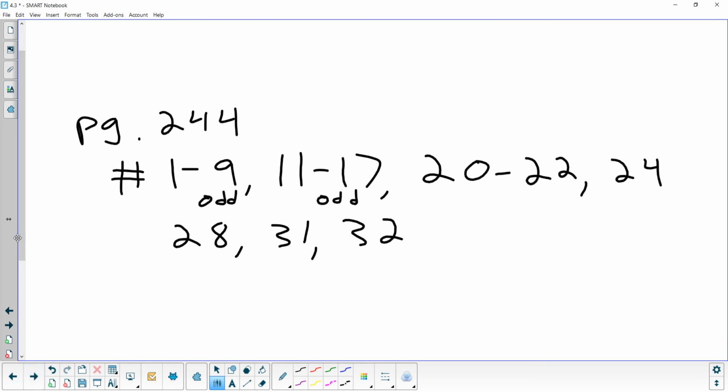All right, so let me just fix this a little bit. Let's make it easier to write. So it's 1 through 17, just odds, and then 20 to 22, and 24, 28, 31, and 32. And that finishes up rational functions. Okay, so we'll take a look at that tomorrow, and then tomorrow we will finish chapter 4.